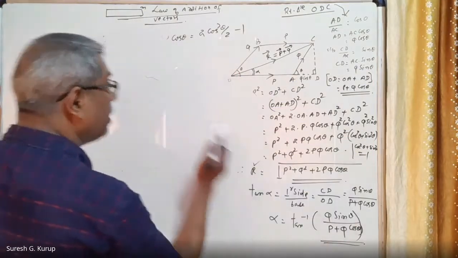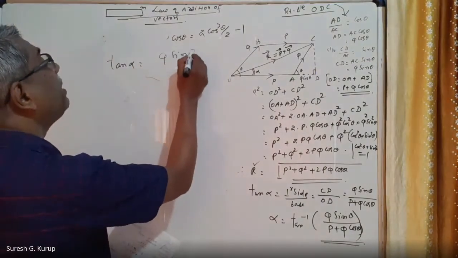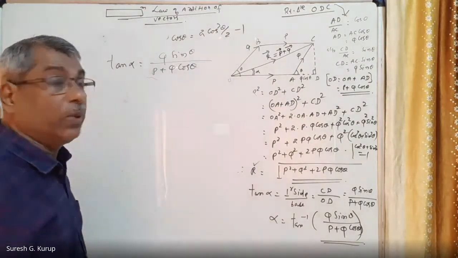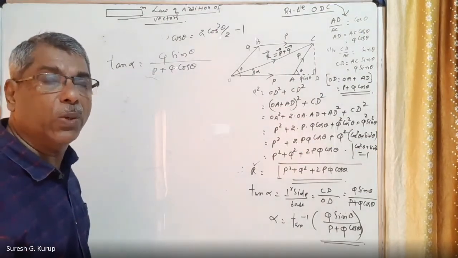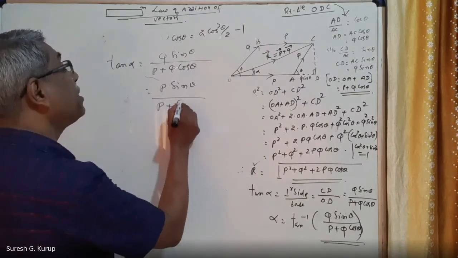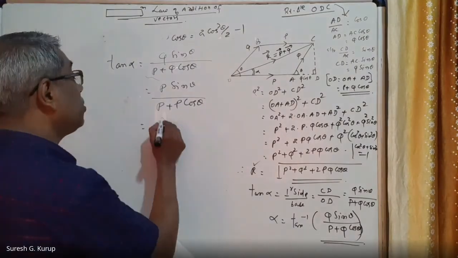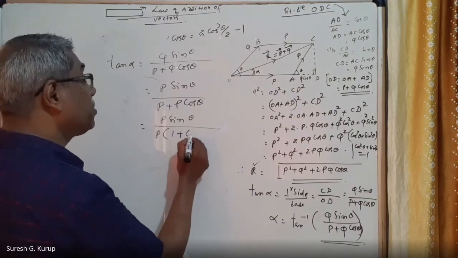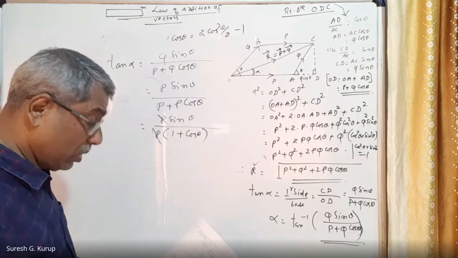So write this relation: tan alpha is equal to Q sin theta divided by P plus Q cos theta. In place of Q you will put the value of P, because P and Q are the same. So in this case, we get P sin theta divided by P plus P cos theta. This is equal to P sin theta divided by P into 1 plus cos theta. This P and P cancel. Now I will put the rules for that.